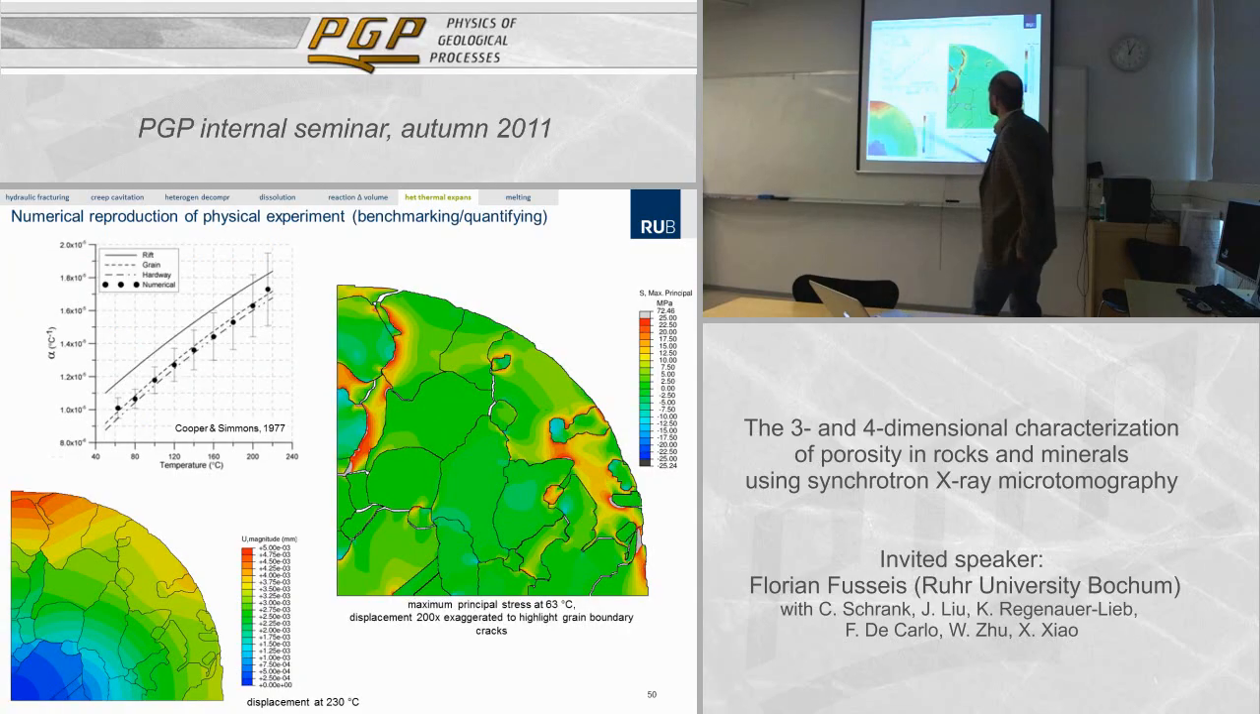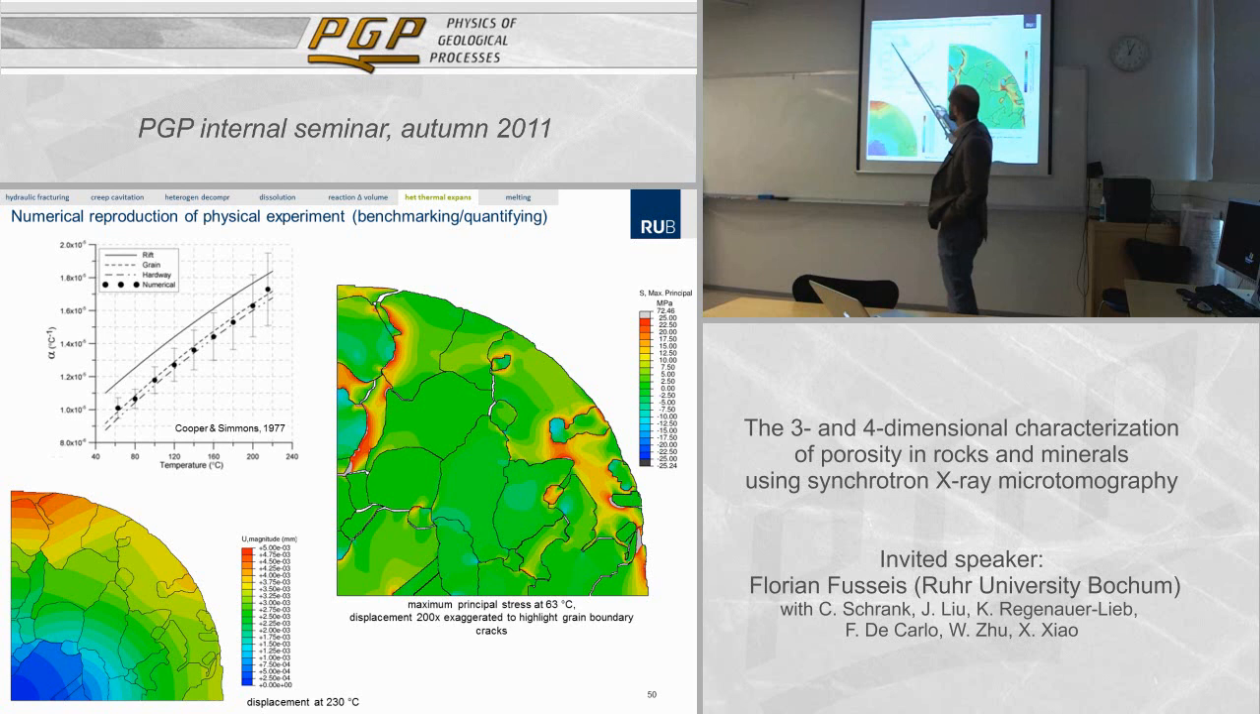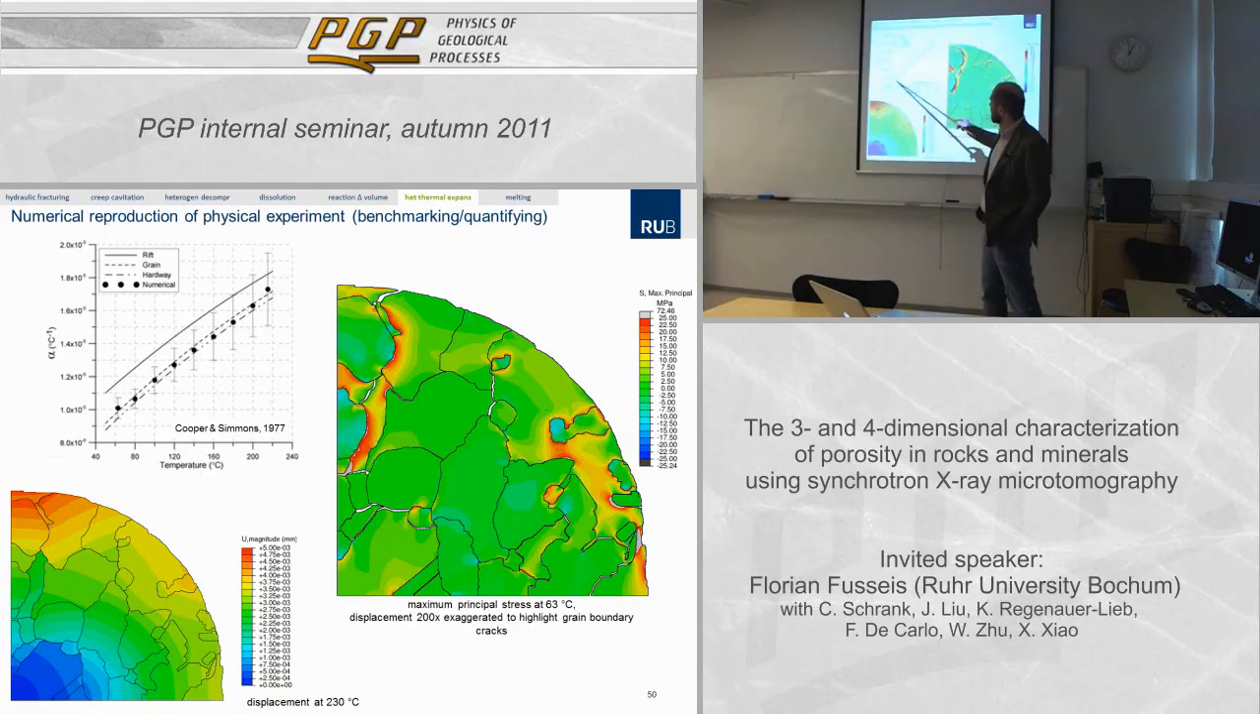And here, just for comparison, this is the linear thermal expansion coefficient as determined for Westerly granite by Cooper and Simmons. There are 3 lines here, and these are the thermal expansion coefficients that we determined with our numerical experiment for the same temperature range. And you can see there's a very good correlation here.